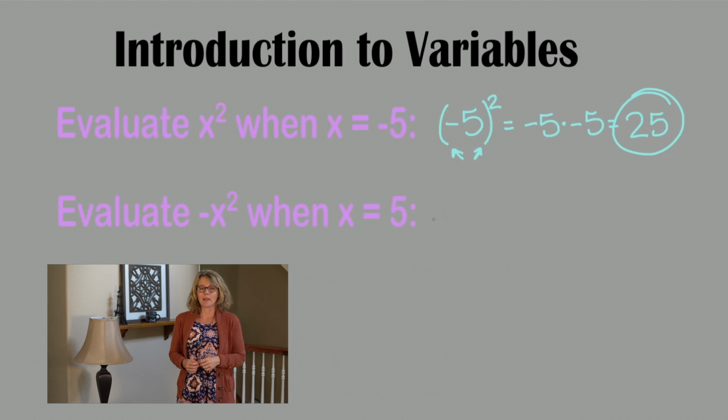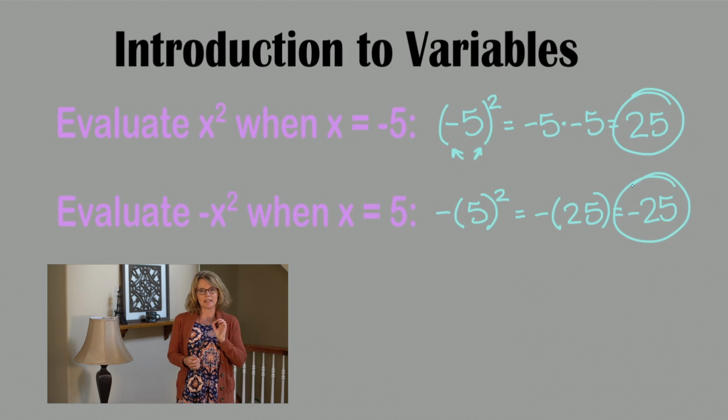Now this second one, evaluate -x squared when x equals 5. This time the negative sign is hanging out in front, and only the 5 is squared like this. I'll put the 5 in parentheses to show that that's the part that gets squared. Order of operations says to square the 5 first, then put the negative sign in the front. 5 squared equals 25. Then plop the negative in front, so the answer to this one is -25. Notice the difference in these two examples.